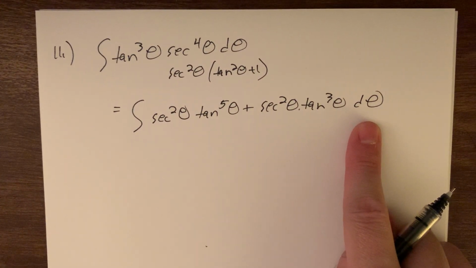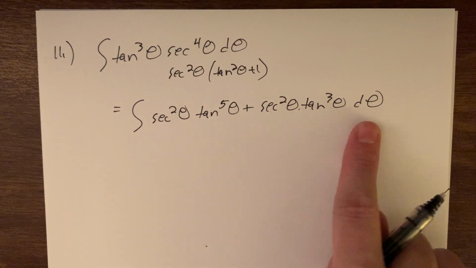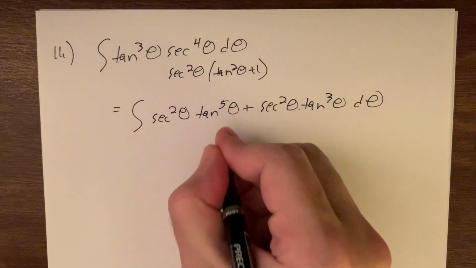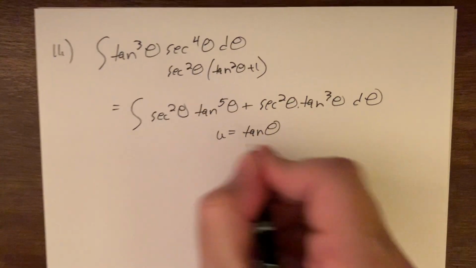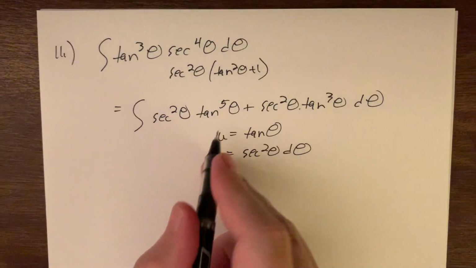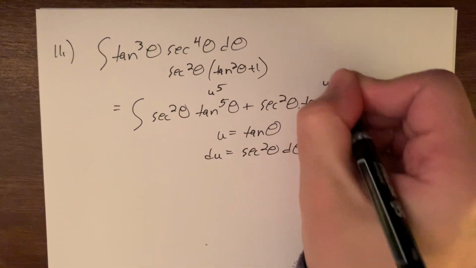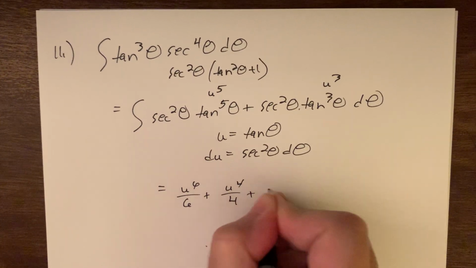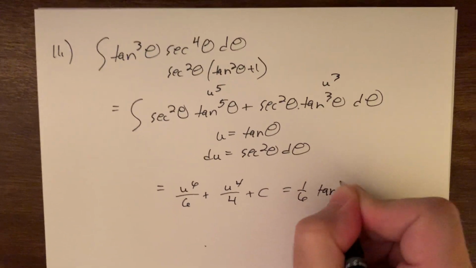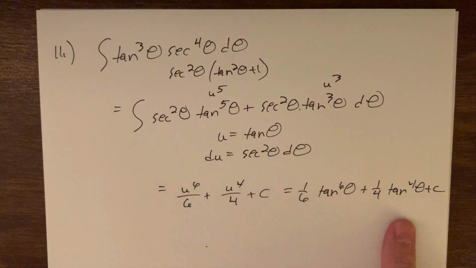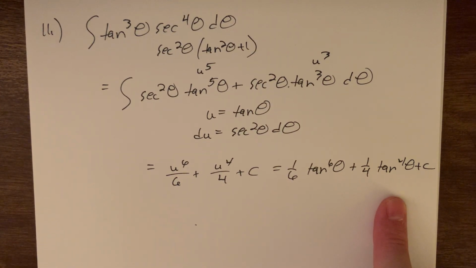And now both of these are perfectly situated. Again, they still look like a big mess, but they both have tangent raised to a power and the derivative of tangent sitting right next to it. Both are perfectly set up for u is tangent, so that you will get u to the fifth and u cubed, so the antiderivative, not bad, but not obvious.